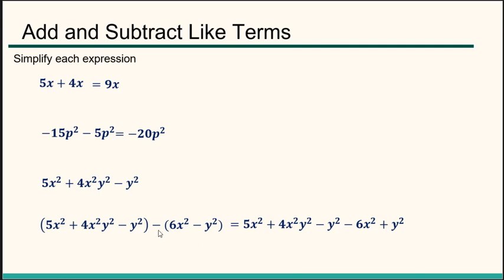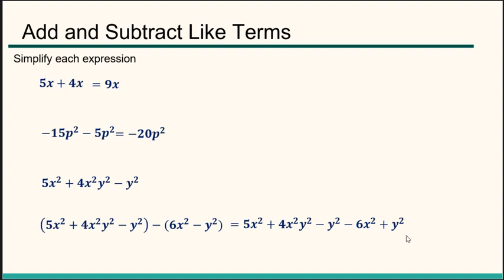Notice I went minus a 6x squared. There's what I wrote when I got rid of the parentheses. And then I had to say minus a minus y squared. Minus a minus y makes it a plus y squared. That's where we usually tend to see our mistakes.